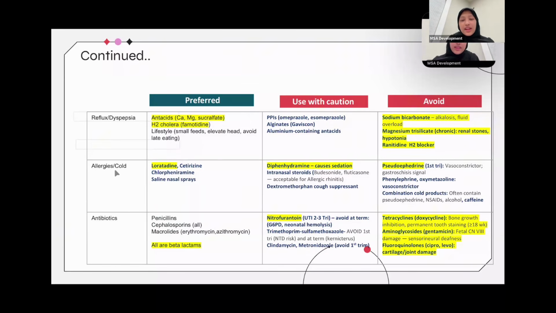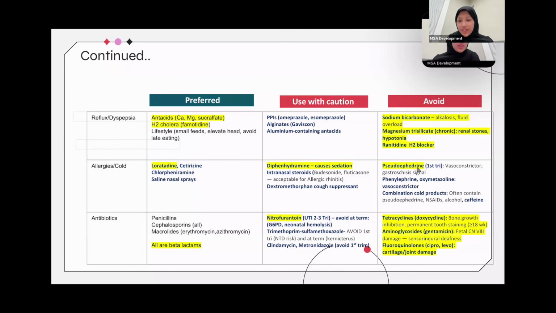Allergies and cold. Loratadine, which is what we use. It's an antihistamine drug. You can use nasal sprays, of course. Diphenhydramine causes sedation, so use that with caution. Don't use that. Intranasal steroids, which was okay for asthma, but for allergies, use with caution again, because it might not be indicated, and this is more helpful. And cough suppressant is fine. It was not mentioned in the lecture that much.